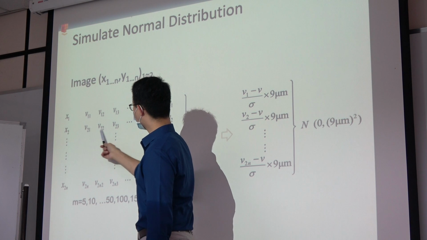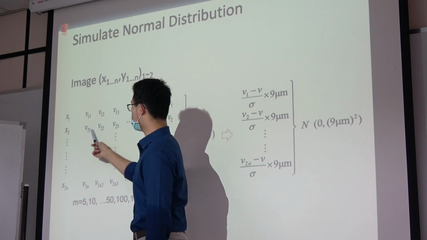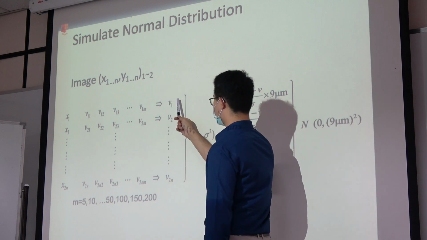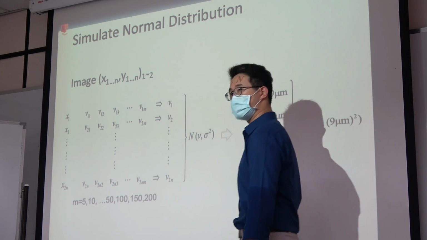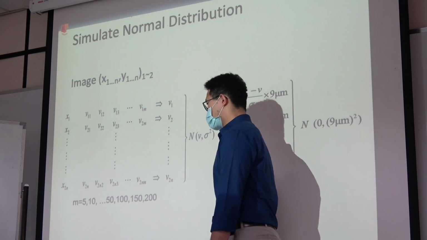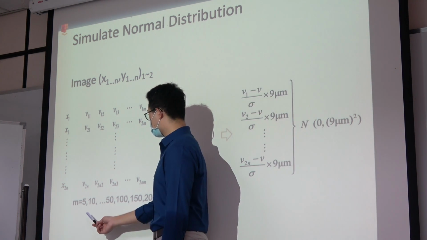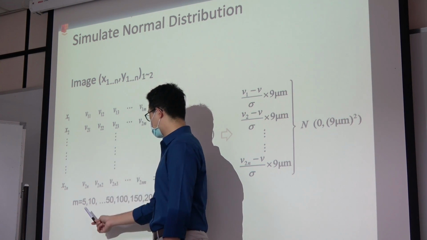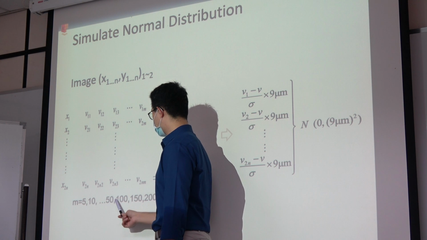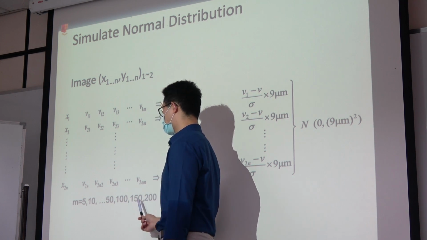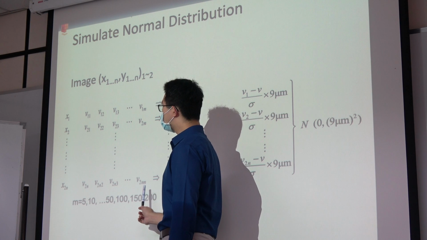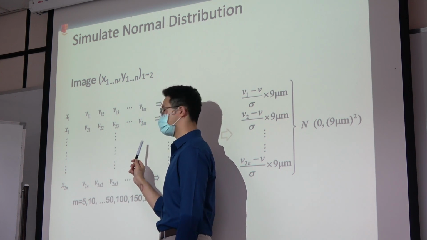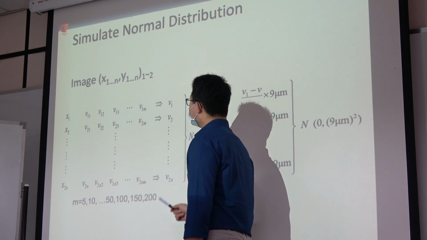Similarly, for the second row, I take the average and get another value, v2, and so on and so forth. So I have v1 to v2n. What you can do is try to see the differences. For example, if I simulate with only 5, or 100, 500, 200, you can try to use different numbers of random numbers over here.